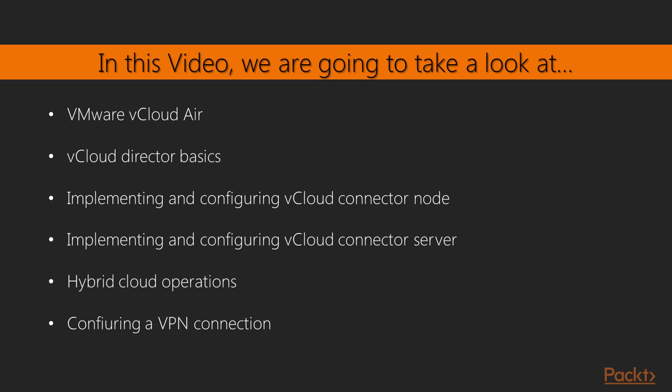And then we will look at something very interesting, which is configuring a virtual private network connection between nodes set up on vCloud Air. So we will configure a connection between the Virginia vCloud Air site and the German vCloud Air site.